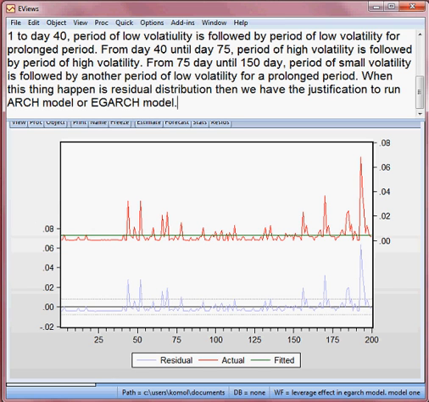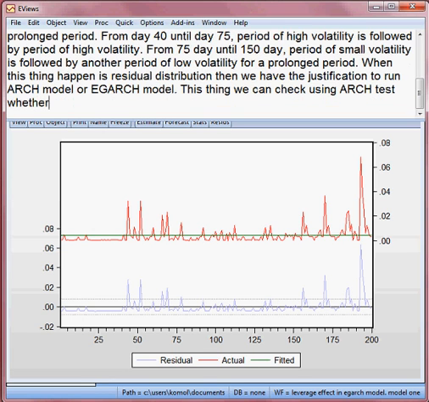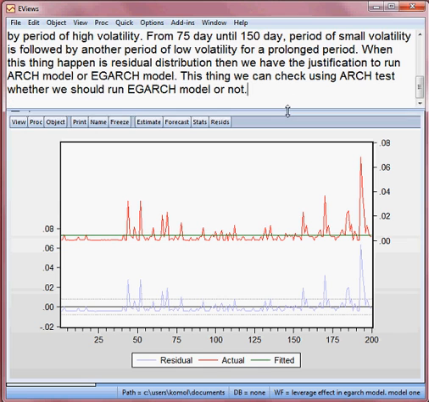Okay, this whole thing we can check in another way. We can check this using the arch test, whether we should run the EGARCH model or not. Okay, so we can do the arch test now.